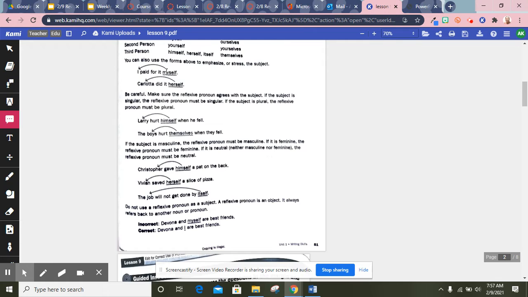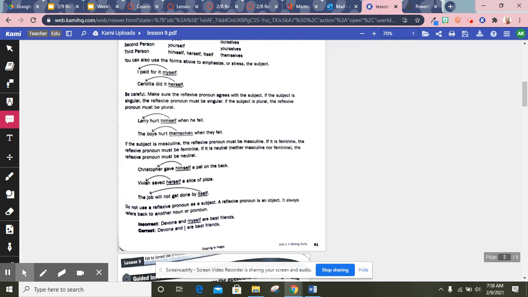You can also use the forms above to emphasize or stress the subject. I paid for it myself. Charlotte did it herself. Be careful. Make sure the reflexive pronoun agrees with the subject. If the subject is singular, the pronoun must be singular. If the subject is plural, the reflexive pronoun must be plural.